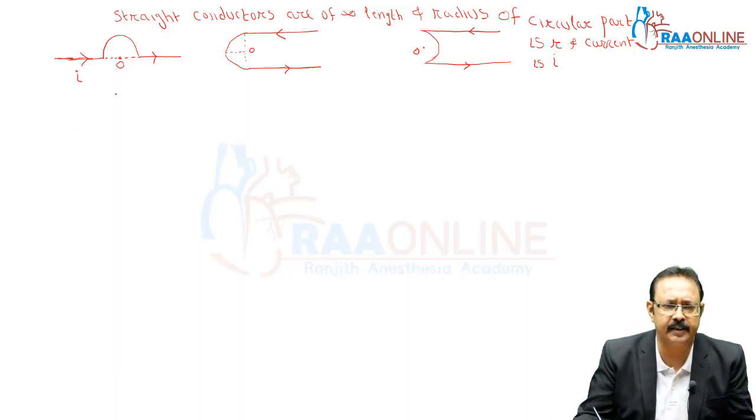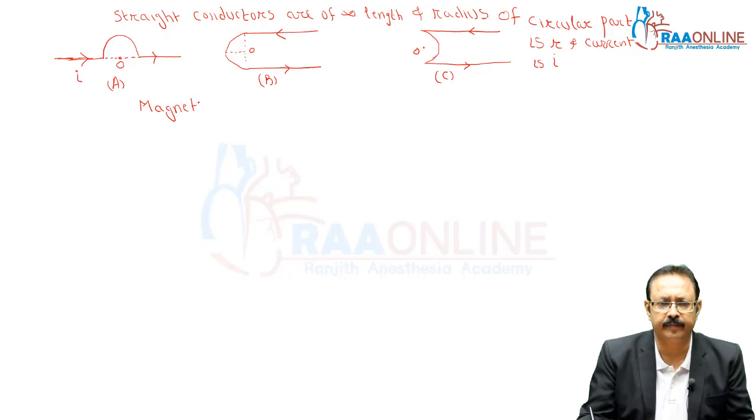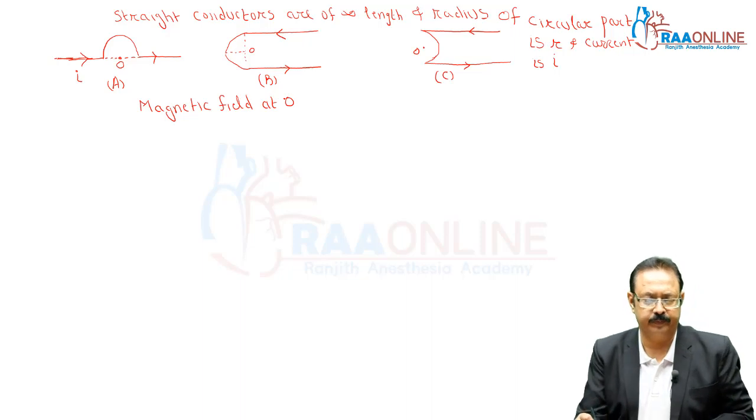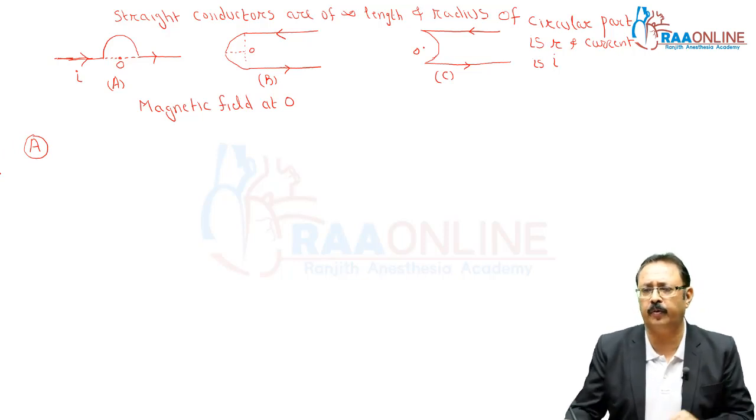So these are 3 cases, A, B and C. We want to calculate the magnetic field at O. One by one we will discuss, at A. You need the magnetic field at the center of a semicircular coil.